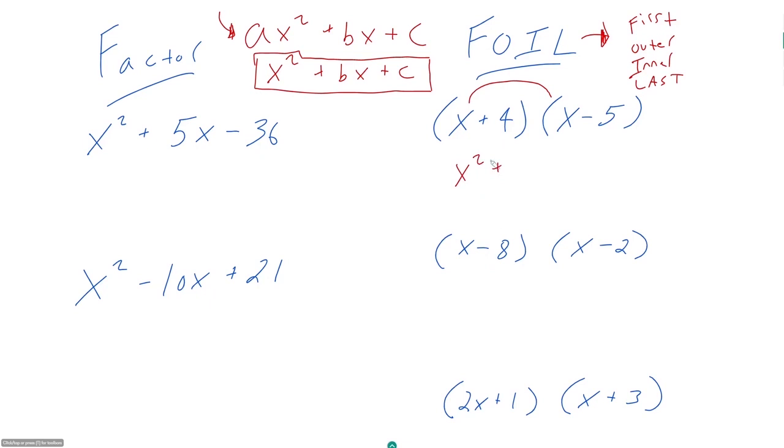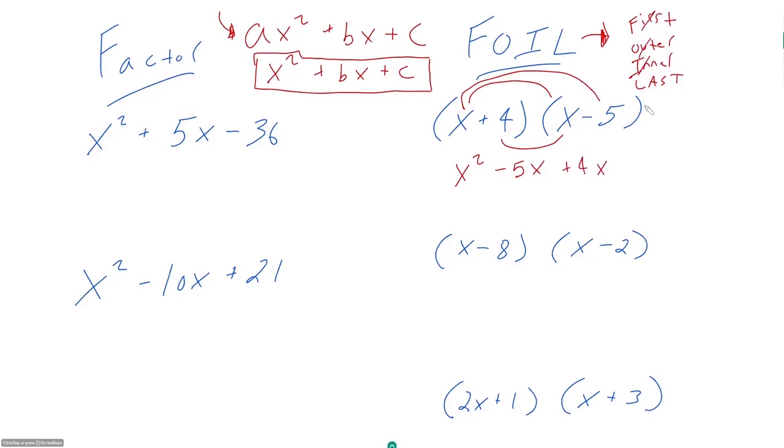Then will be plus our outer terms. And so that would be x times our negative 5. So that would be minus 5x. And then we got to multiply our two inner terms. So that's our 4 times our x. That will give us a plus 4x here.